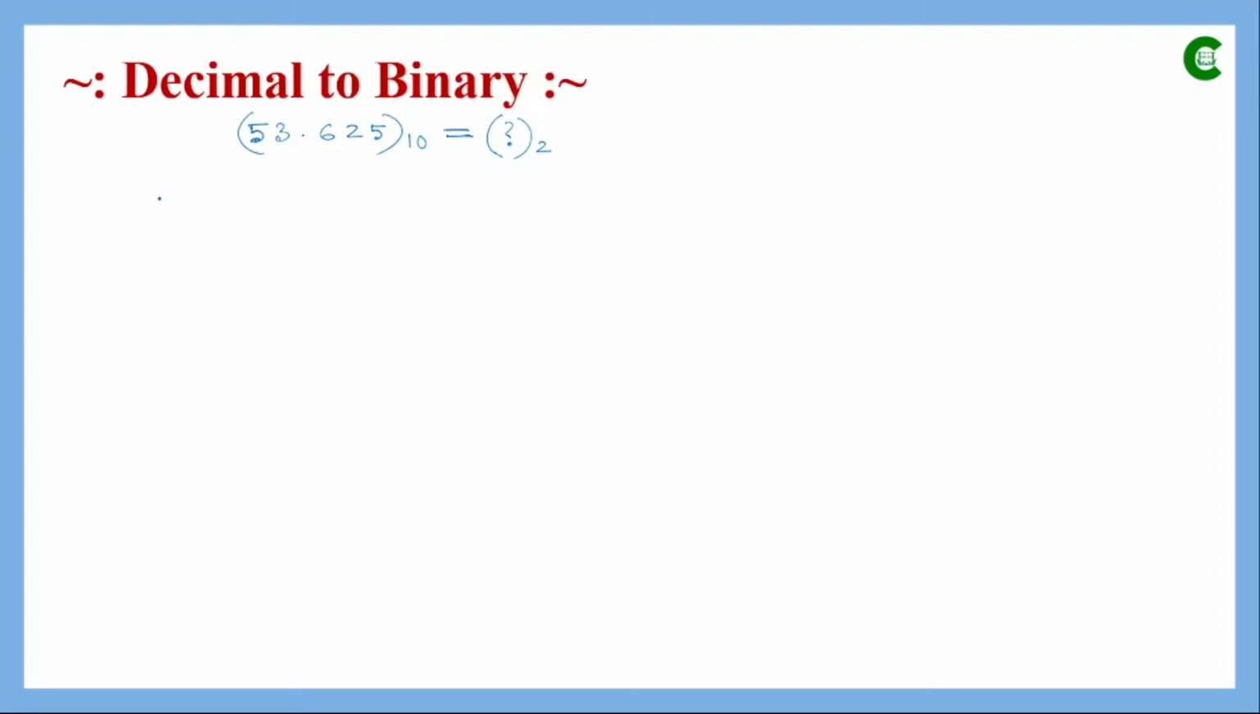Next, we will convert a number which is given in decimal number system to its equivalent number in binary number system. And what we can see here is the number in decimal number system again has integer part and fractional part. Now, when we will be converting from decimal number system to any other number system, we will convert the integer part and fractional part separately.